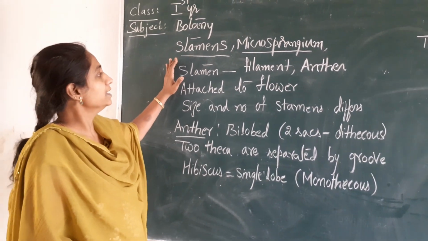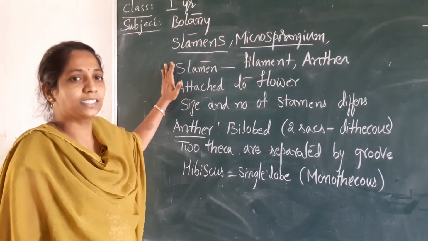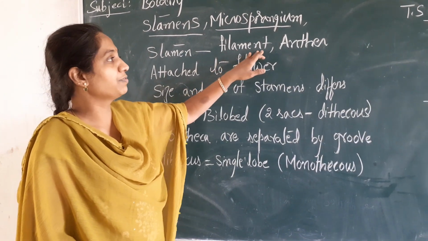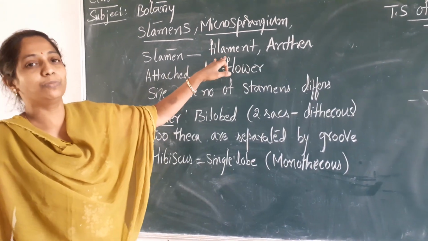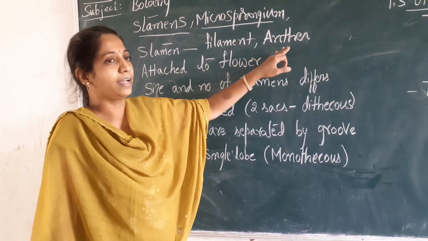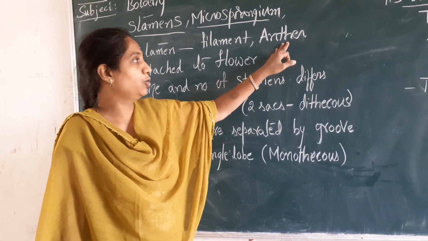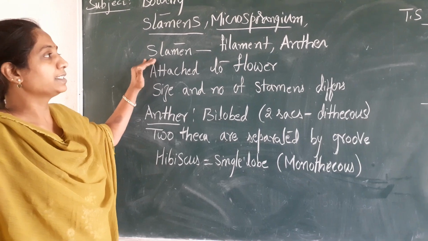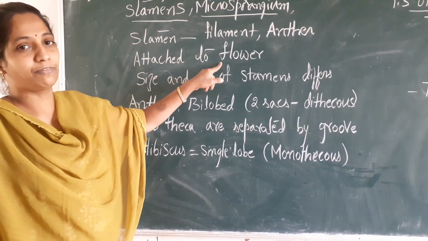So see here, stamens. Previously also I told you that a stamen is a structure which is made up of two parts. One is called the filament and the other one is called the anther. Filament is a long tube-like structure and the anther can be made up of a single lobe or be bi-lobed. Two lobes may be present. In this stamen, the filament portion is attached to the flower.